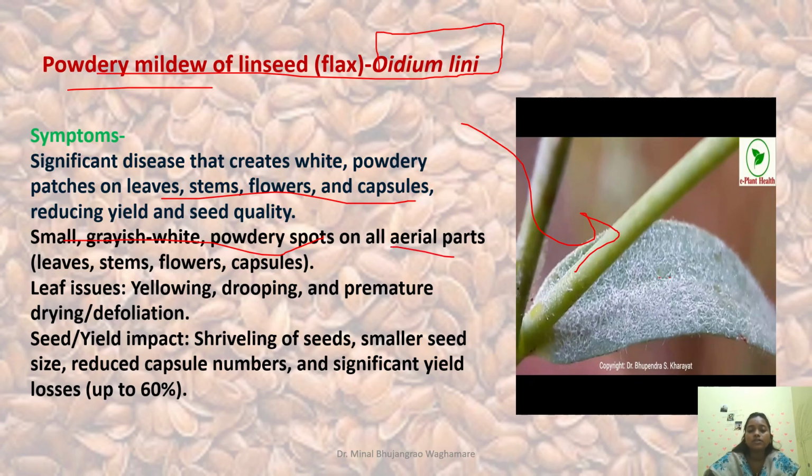Due to this, the leaf shows yellowing and drooping, and premature defoliation of the leaves takes place, which ultimately impacts the yield, by reducing the yield and seed quality. Shriveling of the seeds, smaller seed size and reduced capsule number lead to significant yield loss. In severe cases, this disease can cause 60% yield loss.